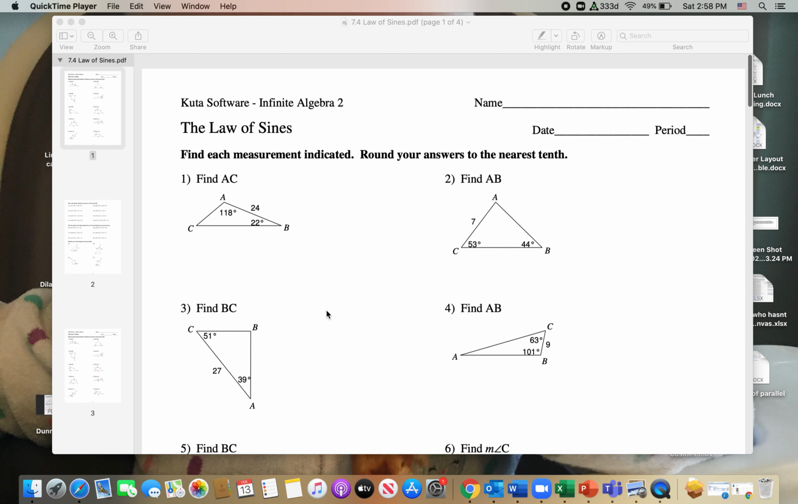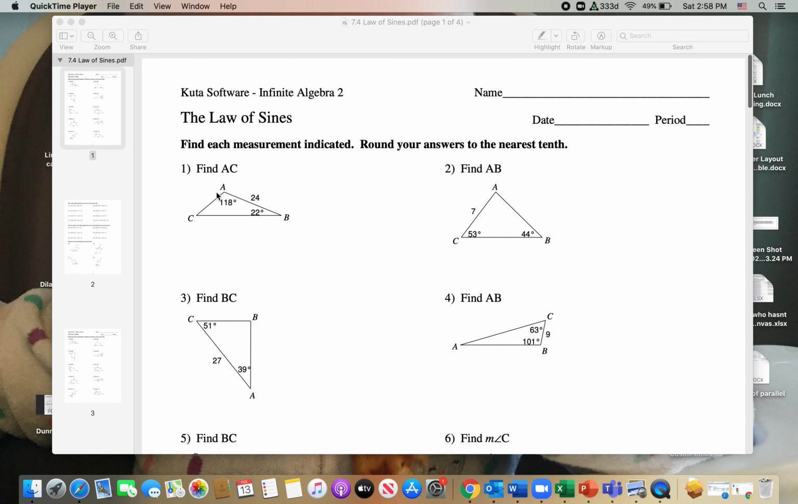Okay, so looking at number 1, we basically have sine of A over a equals sine of B over b equals sine of C over c. Well, they want us to find AC. The letter we would give that is little b. We have the degrees in angle B, and we're finding the side b. We have the degrees in A, but we don't have the side. We don't have the degrees of C, but we do have the side.